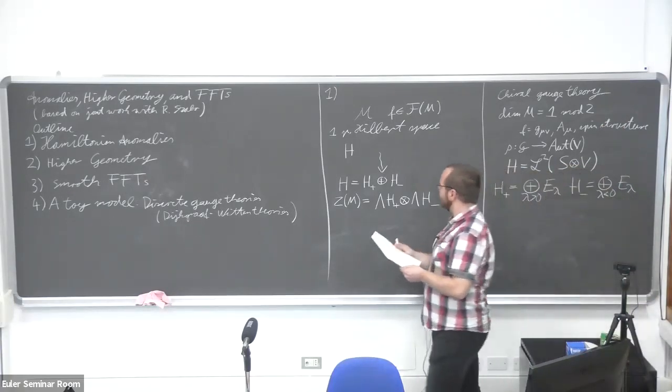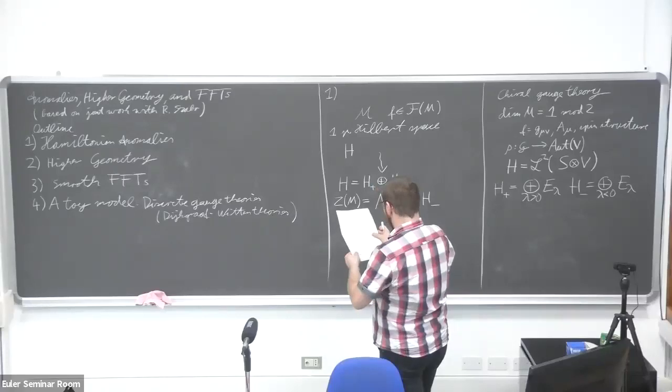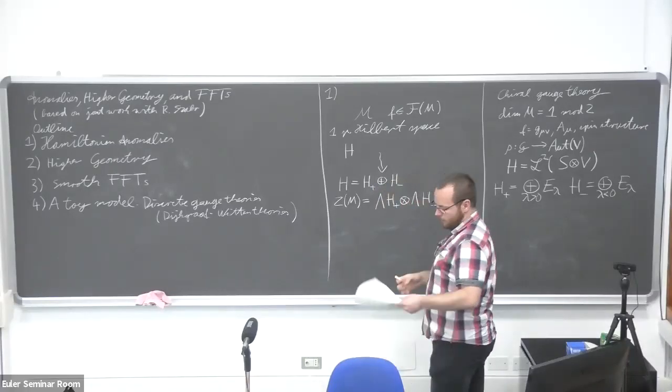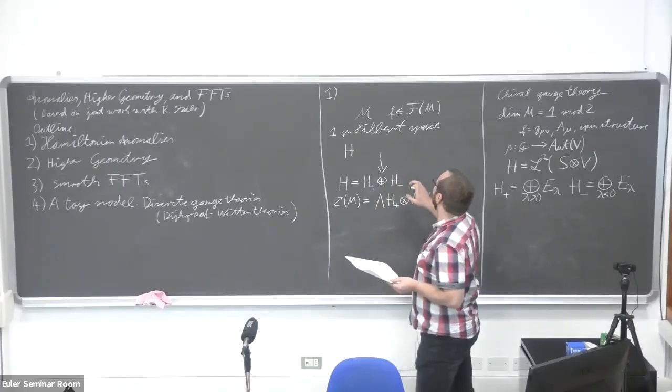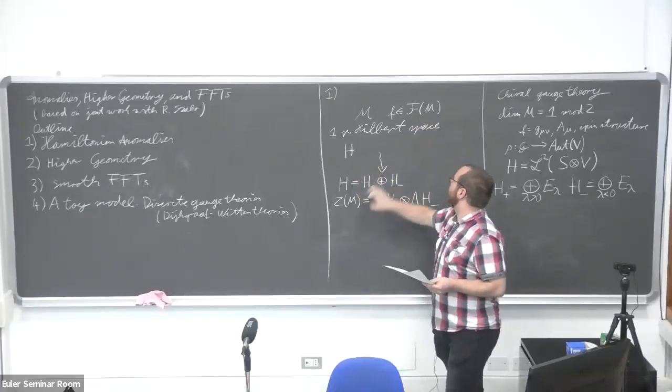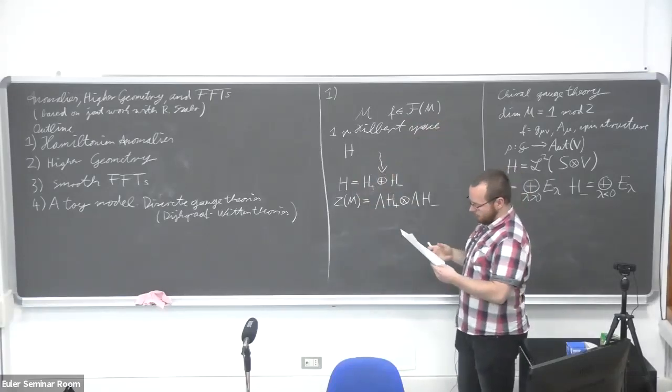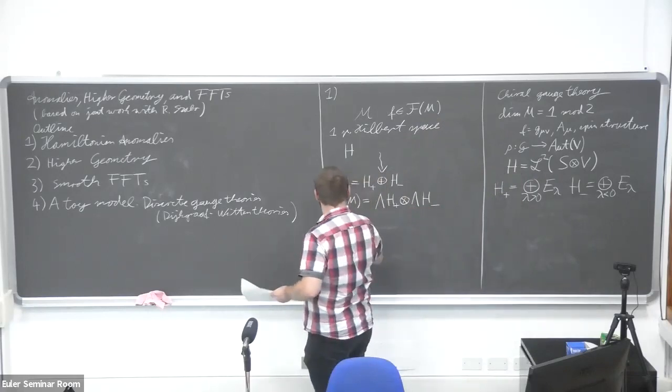The problem appears now if we study the following. If we try to understand what happens if we vary these Hilbert spaces over F of M, so we want to understand the dependence.